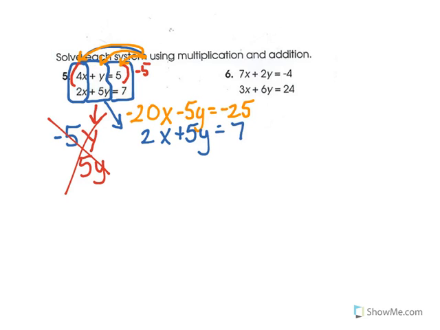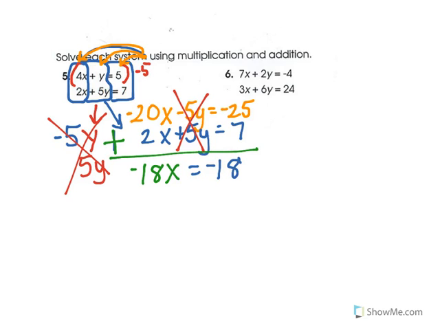Now we can add. We're going to add each column. So -20x plus 2x is -18x. My y column cancels out, and then -25 plus 7 is -18. So I'm going to divide by -18 to isolate x. And then I should get x equals 1.